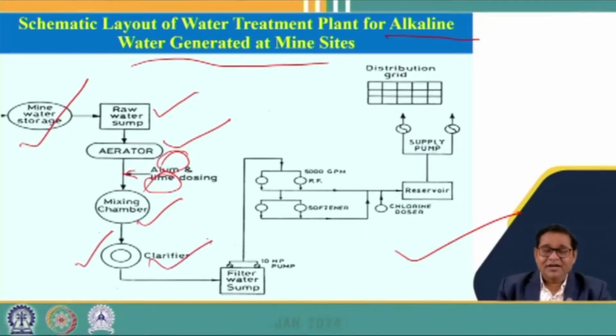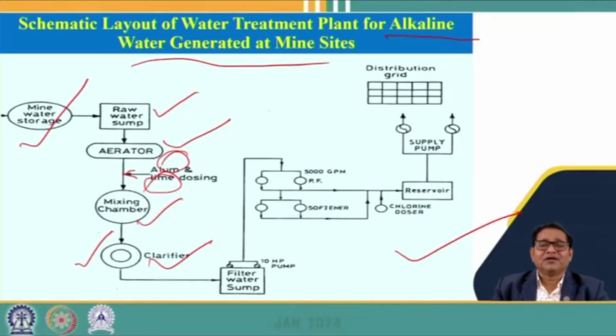This clarifier works on the principle of sedimentation. All those particles and flocs of bigger size, having higher specific gravity, settle at the bottom, and from the bottom they are removed as sludge. The clarified water that comes out is collected again in a sump, called the filter water sump. The precipitates and sludge formed here are separated at the bottom of the clarifier and then disposed of after sludge treatment.